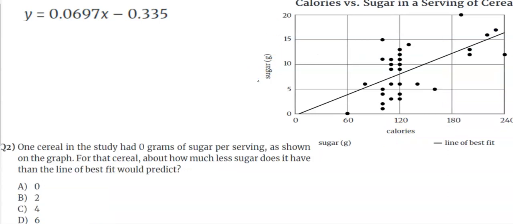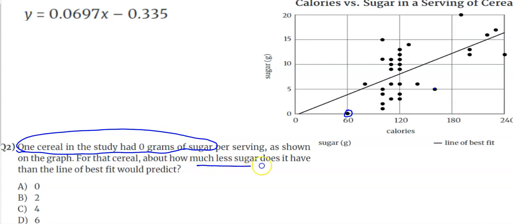Try this one. This is kind of interesting. One cereal had 0 grams of sugar. There's only one of them that actually has 0 grams of sugar per serving, so identify it. Like this one right here, no, that has 5 grams. So 0 grams is this one. I don't know what the name of it is, but it's a cereal that had 60 calories but 0 sugar. So the calories must have been coming from something other than sugar.